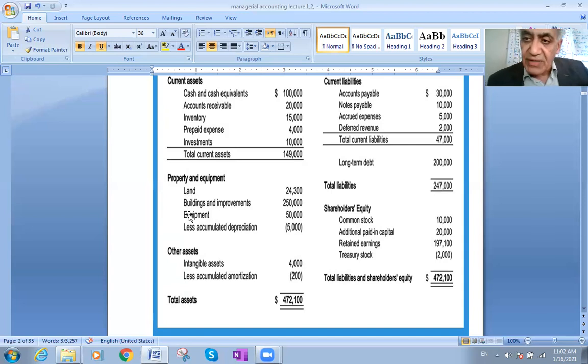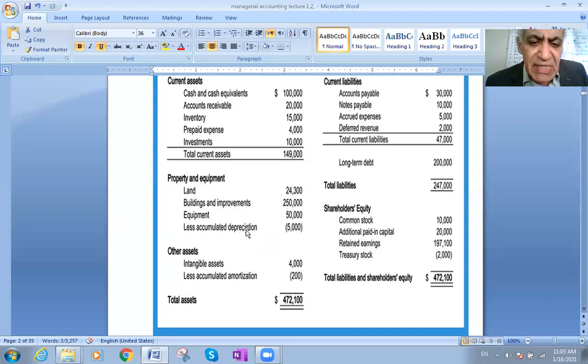Fixed means long-term assets. So from the current assets we have 100 plus 20 plus 15 plus 4 plus 10. This is 149, the total current assets. Now we will add to them 24,300 for the land, 250,000 for the buildings, and 550,000 for the equipment. But watch out: as long as there is equipment, which means machinery, like cars and machines, anything that works with gas and oil, it has something called depreciation.